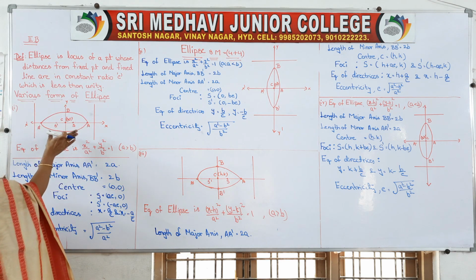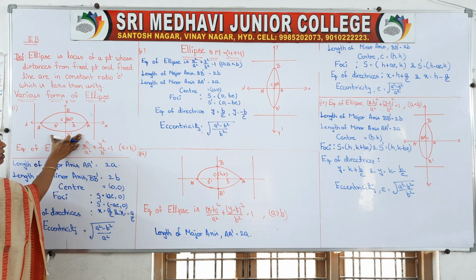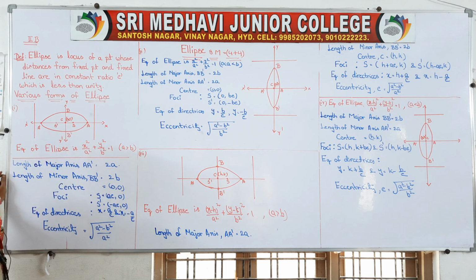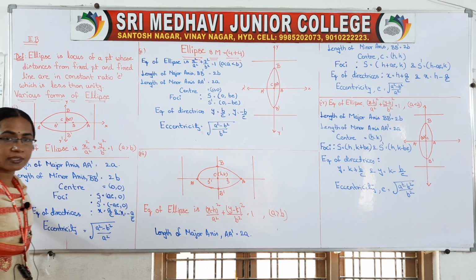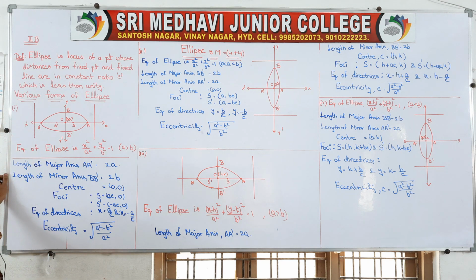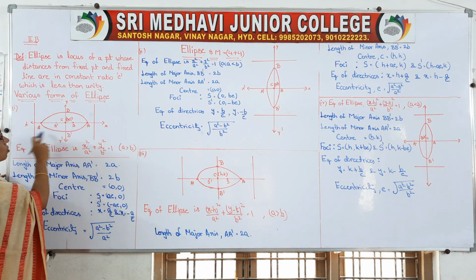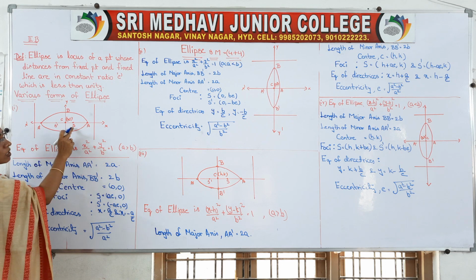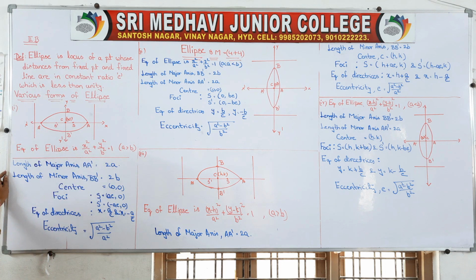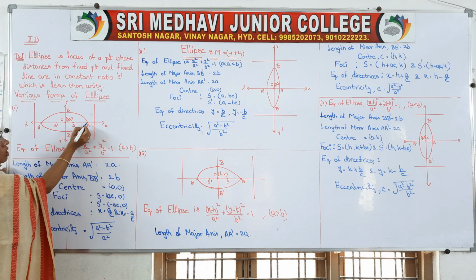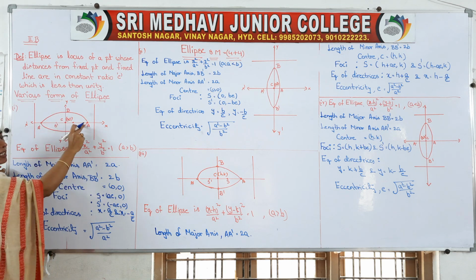Now this is the shape of your ellipse. Observe carefully. In parabola you have only one focus and one directrix, but in ellipse you have two foci, focus plural form is foci. So two foci and two directrices will be there. S and S dash are called the foci and these are the directrix equations. Here we have two axes.